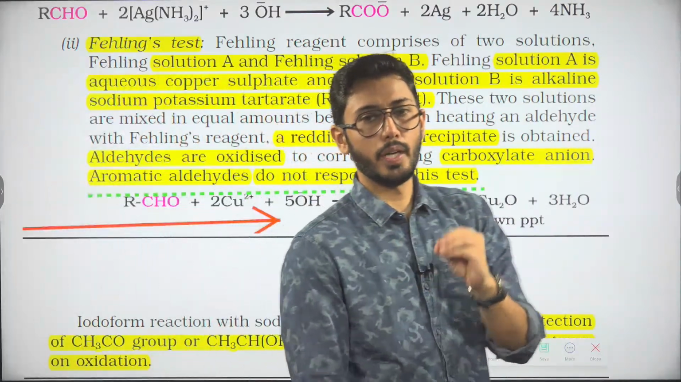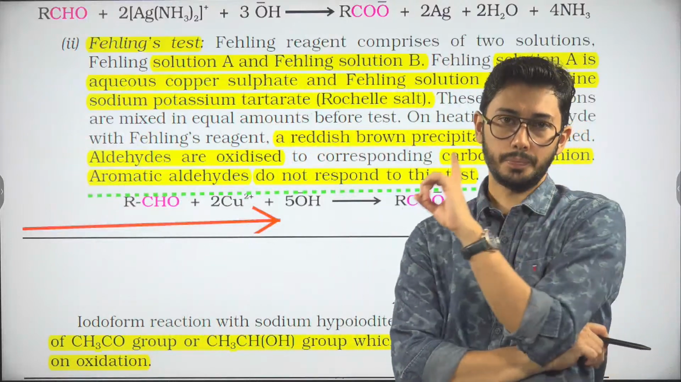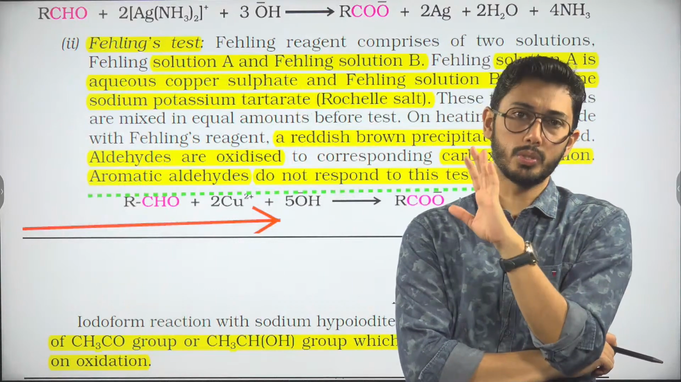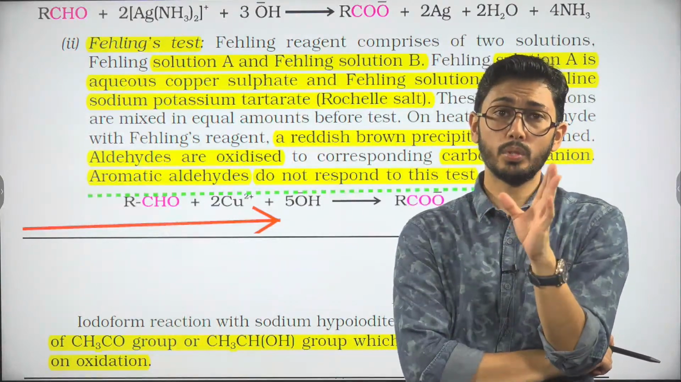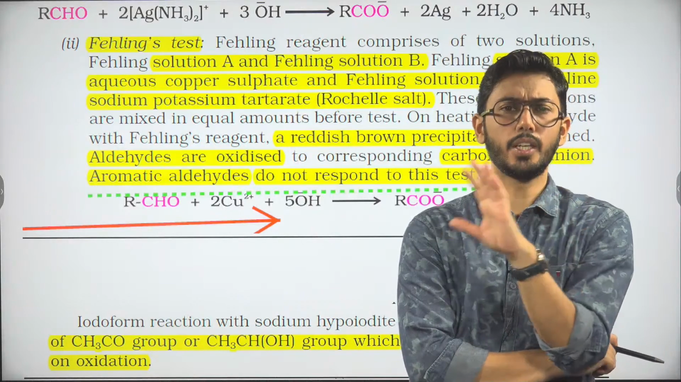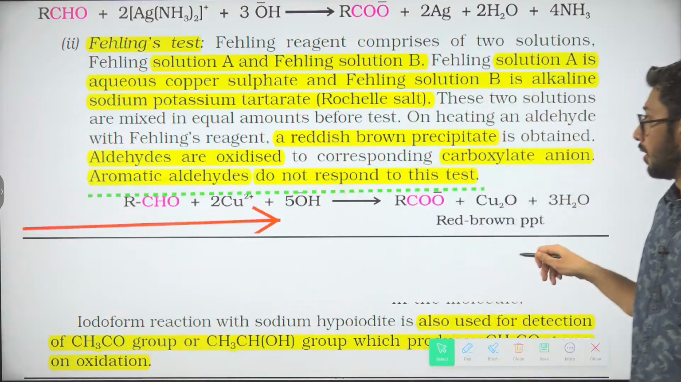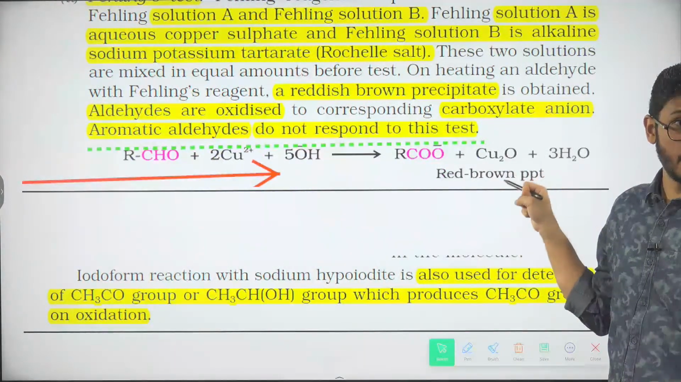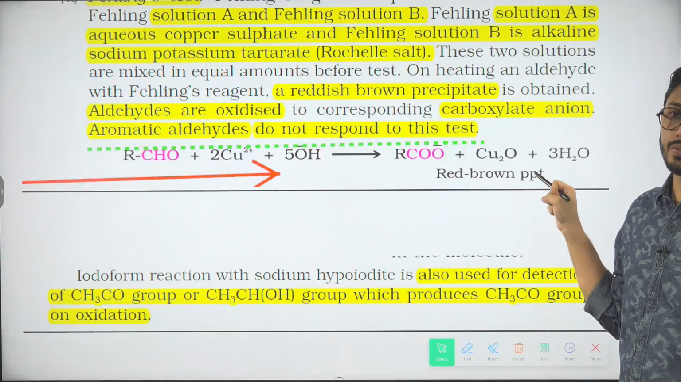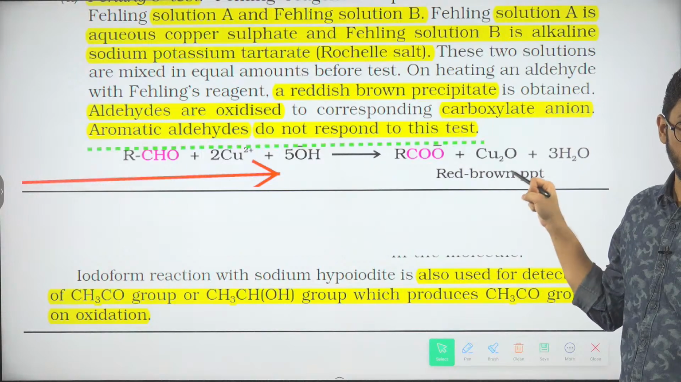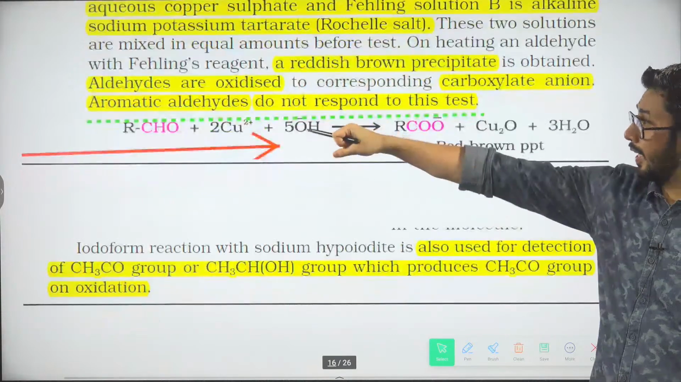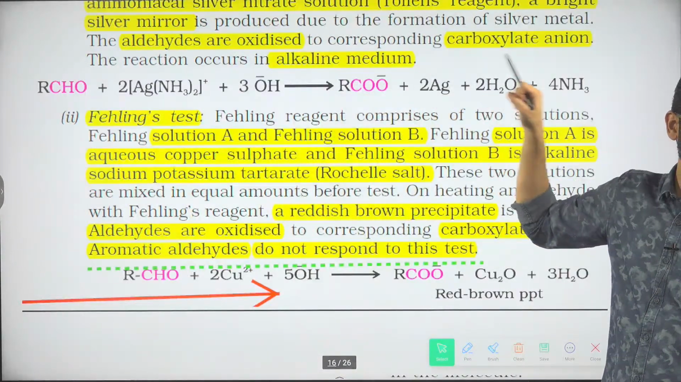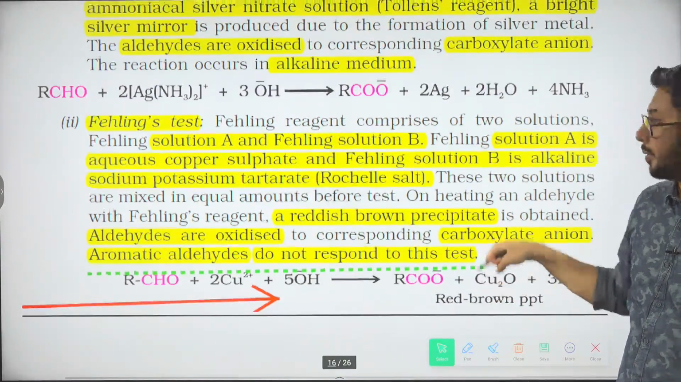At least remember this point: aliphatic aldehydes give the Fehling solution test. Aromatic aldehydes will not give. Ketones will also not give. The Tollens test is given by both aliphatic as well as aromatic aldehydes. Ketones will not give the Tollens test. Observation: a red-brown precipitate of Cu2O is formed in Fehling solution. The aldehyde is converted to a carboxylic acid salt. In both cases, alkaline medium is there.